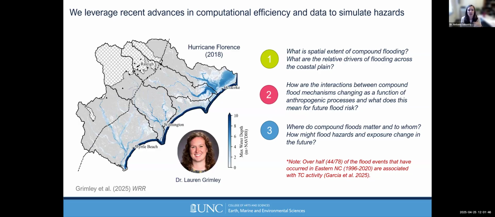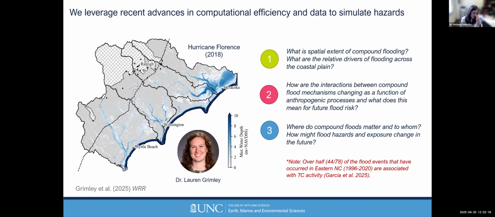We've been asking questions like, what's the spatial extent of compound flooding? What are the relative drivers of flooding across this region? How are interactions between compound flood mechanisms changing as a function of anthropogenic processes like tropical cyclone climatology changes in the wake of climate change, or development processes that are happening across this region? And what does this mean for the future of flood risk in these areas? Where do compound floods matter, and to whom? And how are they changing?